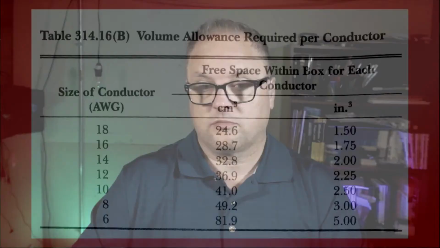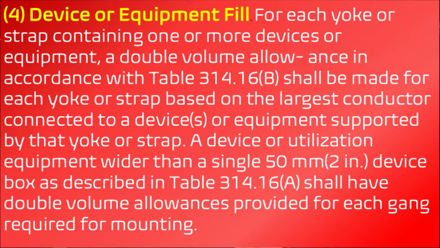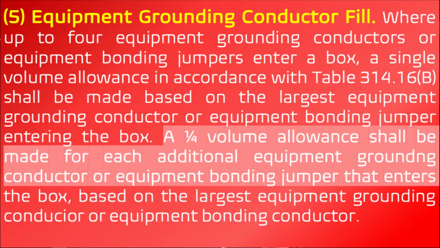So let's look back at that real quick. So let me read it. So a quarter volume allowance shall be made for each additional equipment grounding conductor. So if I had 4, that'd be 2 cubic inches. And if I had 2 more, then I have to make a quarter volume allowance. So two quarters would be a half. So if a number 14 is worth 2 cubic inches, I would have to add another 1 cubic inch to that calculation. So now I would have 3 cubic inches for my grounding conductors.